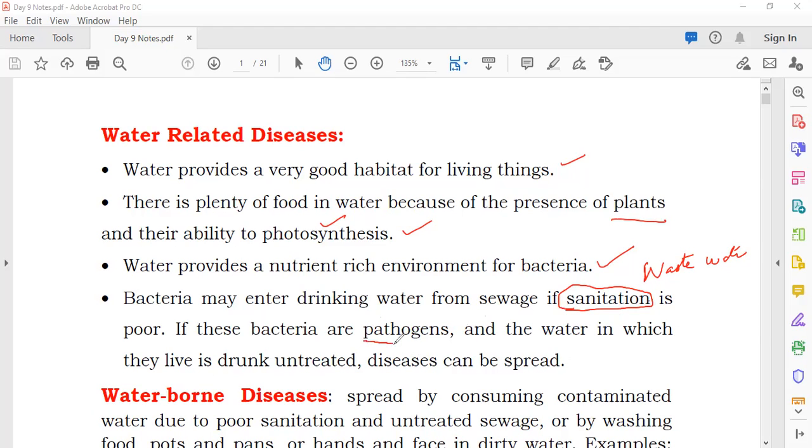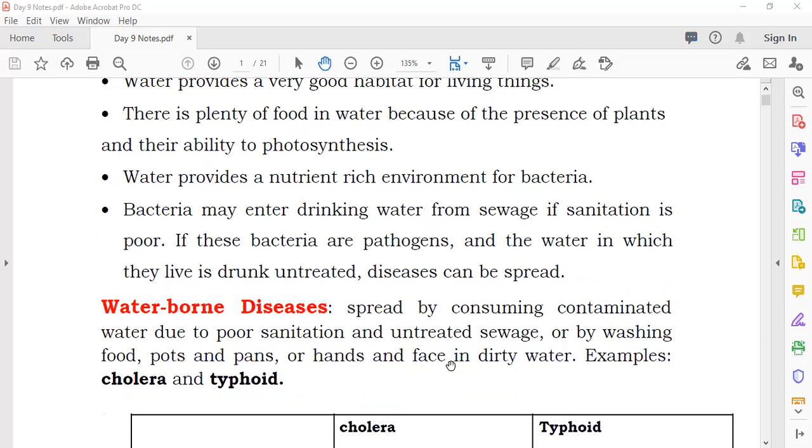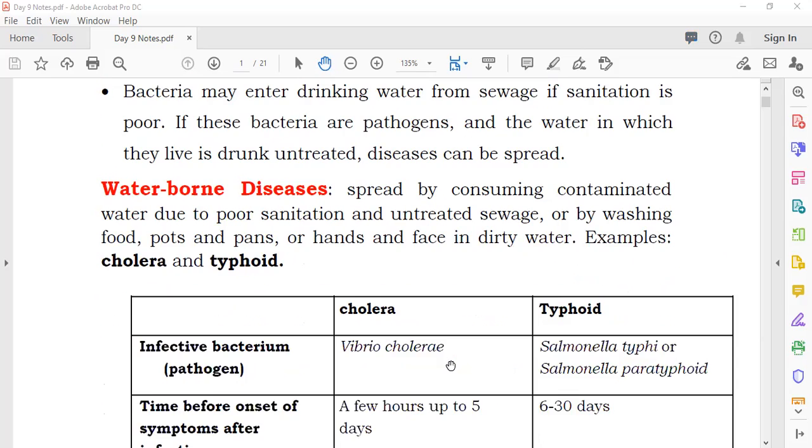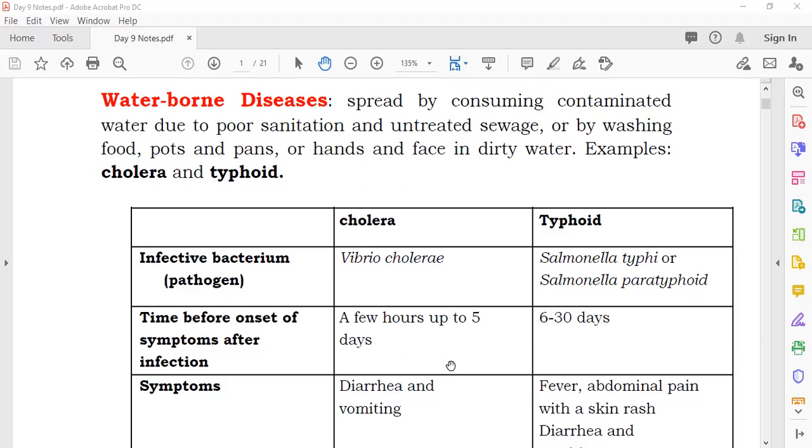Pathogens means an organism that causes disease. It is a microorganism, and it causes a severe problem if your immune system is very weak. So this is the reason why water is a good habitat for a lot of organisms, especially microorganisms and bacteria. Now we will discuss the waterborne diseases. The main ones are cholera and typhoid.